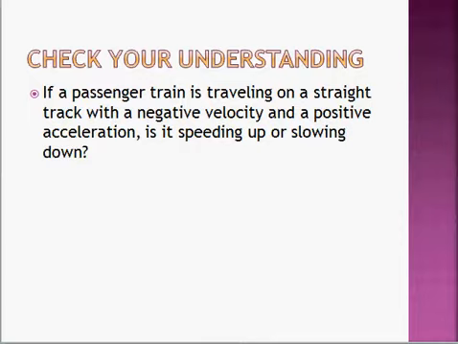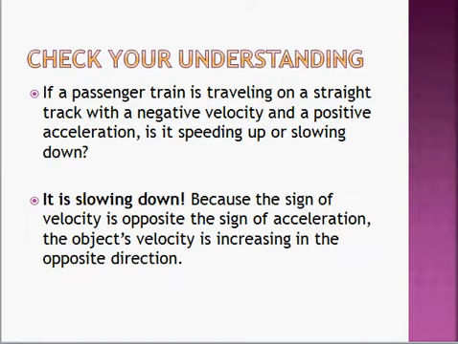Well, if you paid attention, you should know that if they have different signs, we are slowing down. In this case, the velocity is negative, so it's traveling, let's just say, west. Positive acceleration, so it's actually accelerating east. It wants to move east. So as a result, it's going to slow down. It could eventually reach 0, and then if it's continuing to have a positive acceleration, it'll start speeding up in the opposite direction.